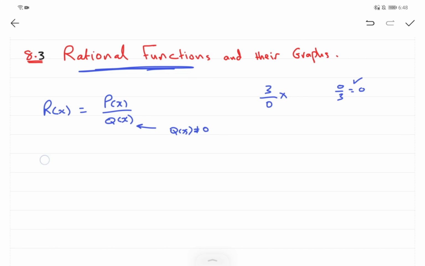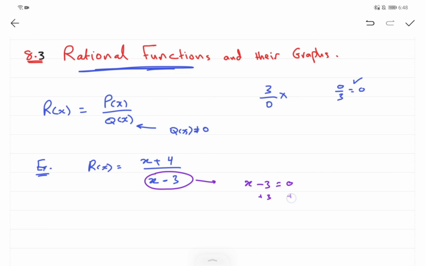Okay, let's take this example to see what I mean. Let's say r of x equals x plus 4 over x minus 3. Now in this situation, the denominator is x minus 3. We need to check the values of x that make the denominator 0. So take the denominator and make it equal to 0 to check when the denominator equals 0. So we formed this equation. Now solve it. Solve for x. Make x the subject of the formula.